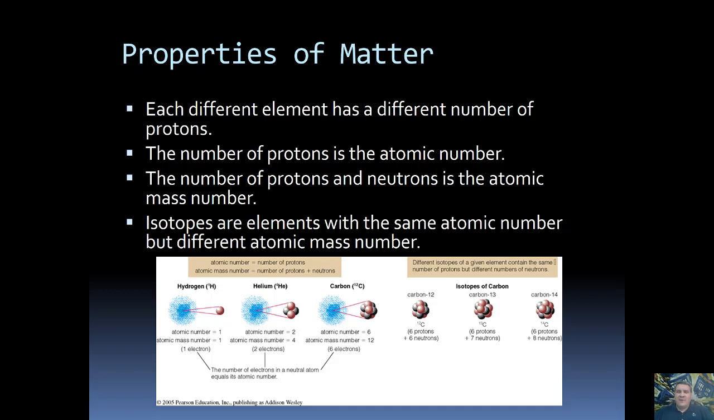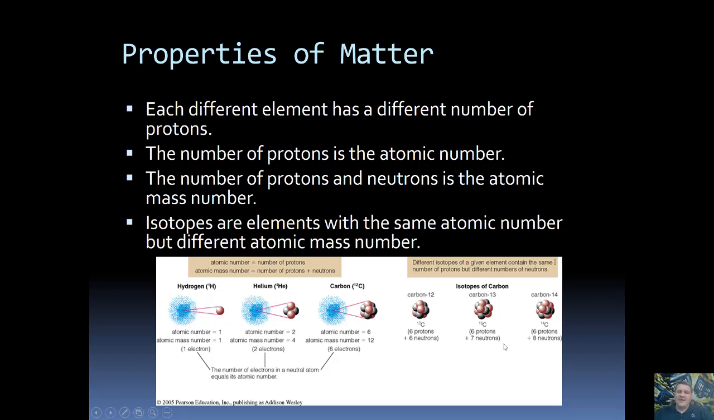These atoms with the same number of protons are the same element, but with different numbers of neutrons, they are different isotopes of that element. Okay, so an isotope is an element with the same atomic number, but differing atomic mass numbers.